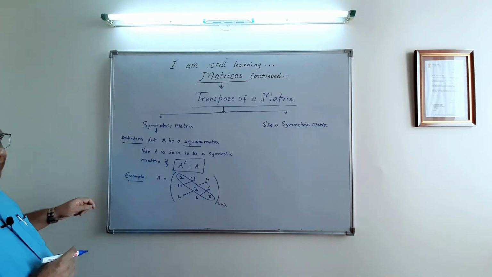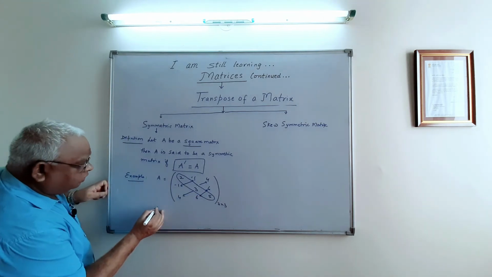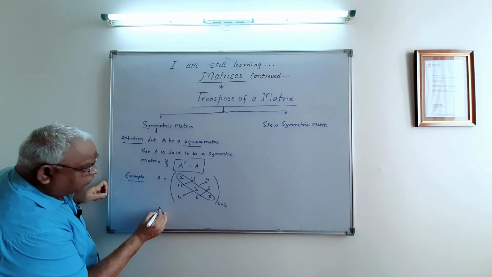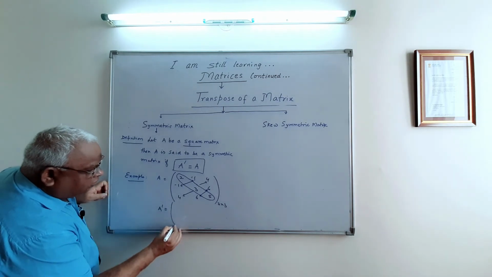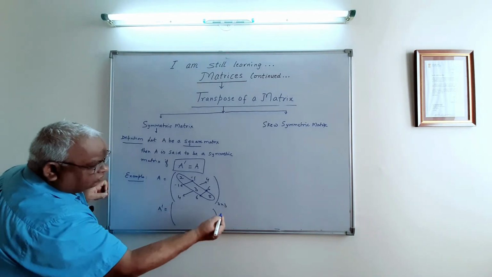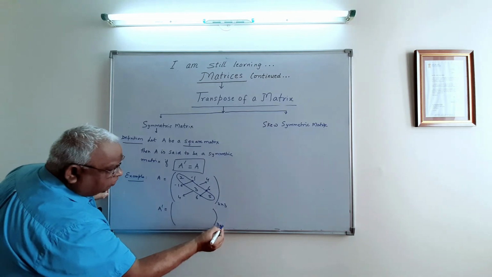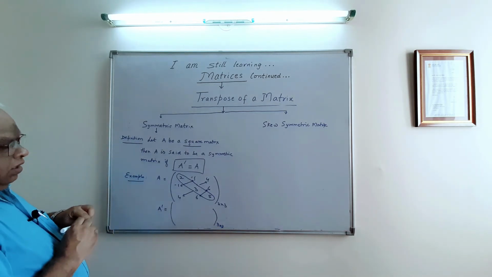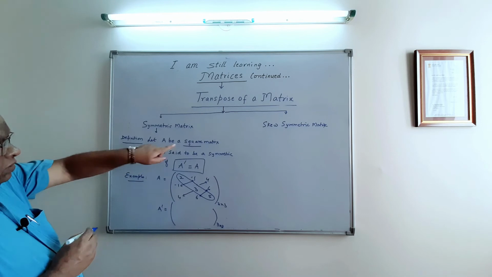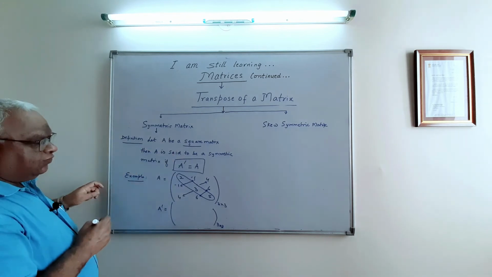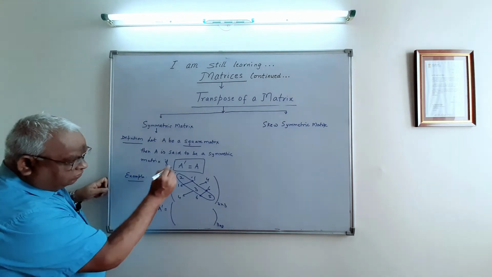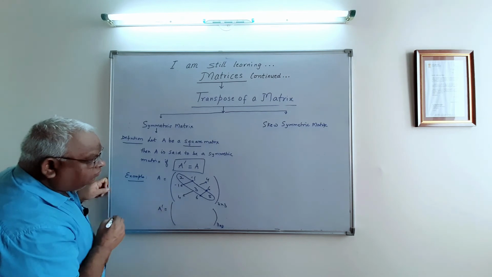You will understand what is going to happen. When you take A transpose, what will happen? Since it is a 3 cross 3, there will be no change. That is the purpose. There is a condition that it has to be a square matrix. Then only this condition will be verified.